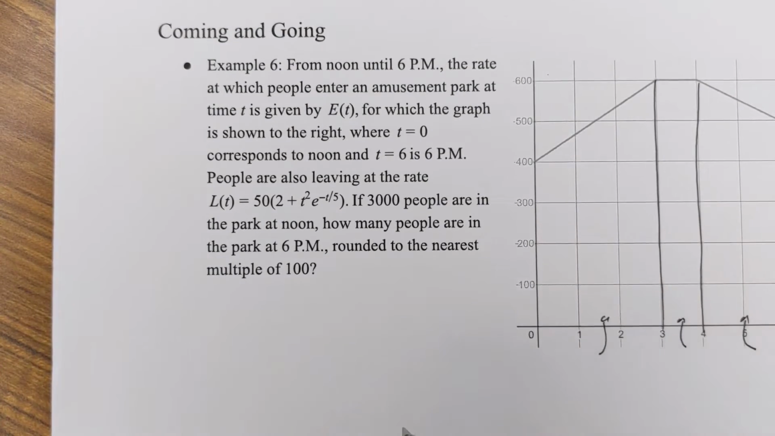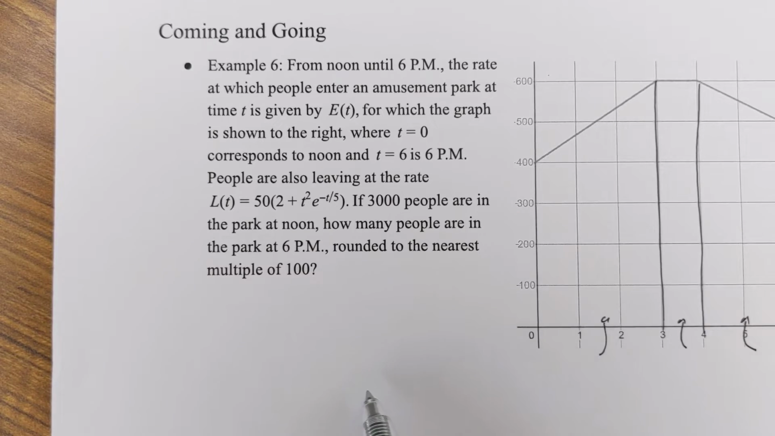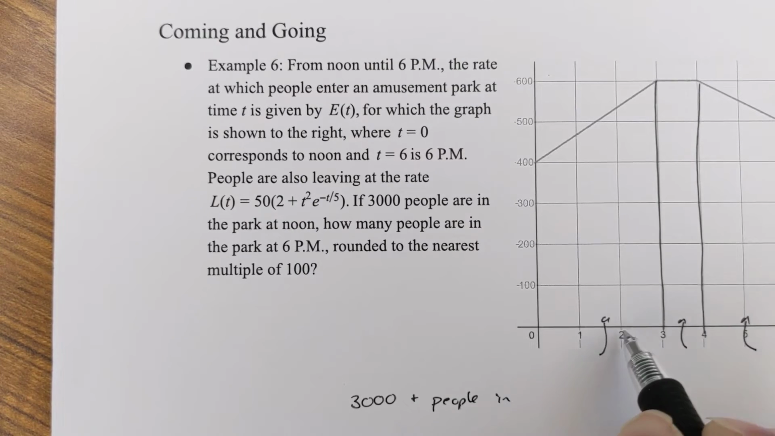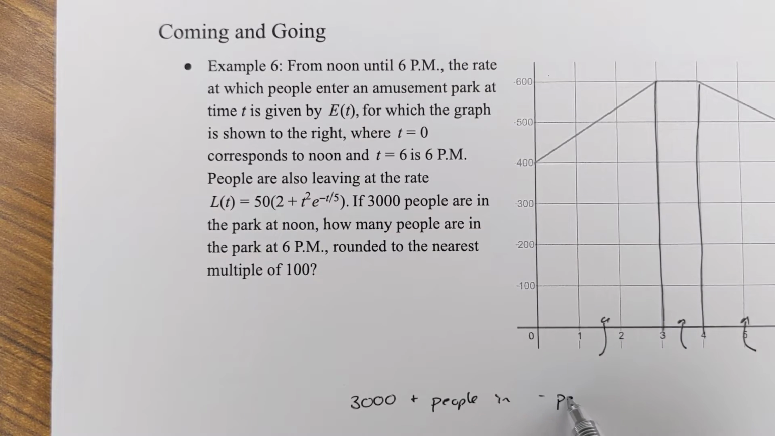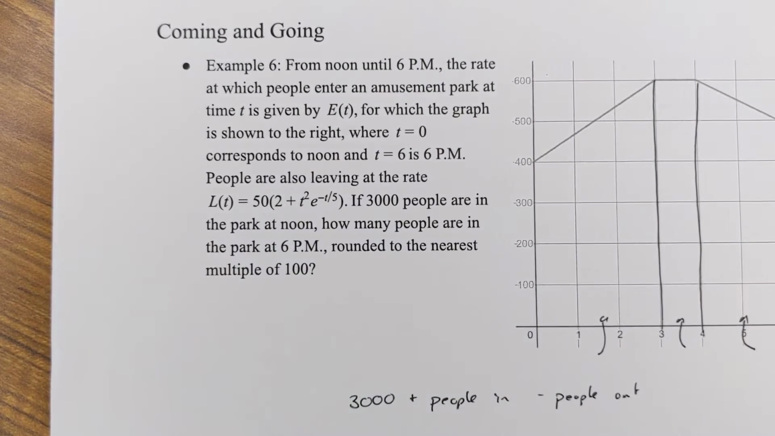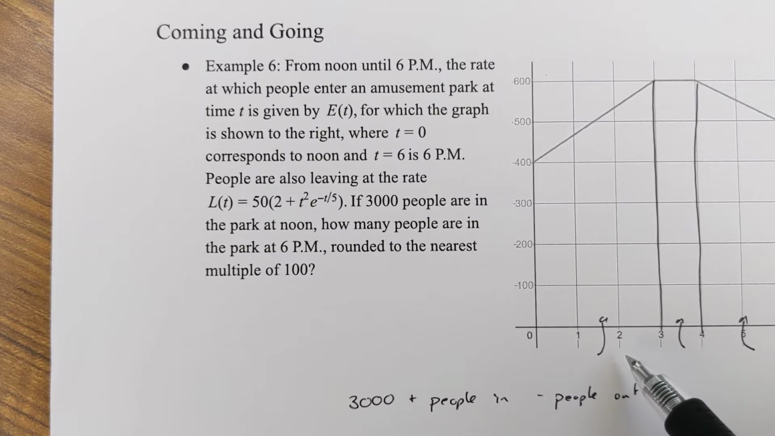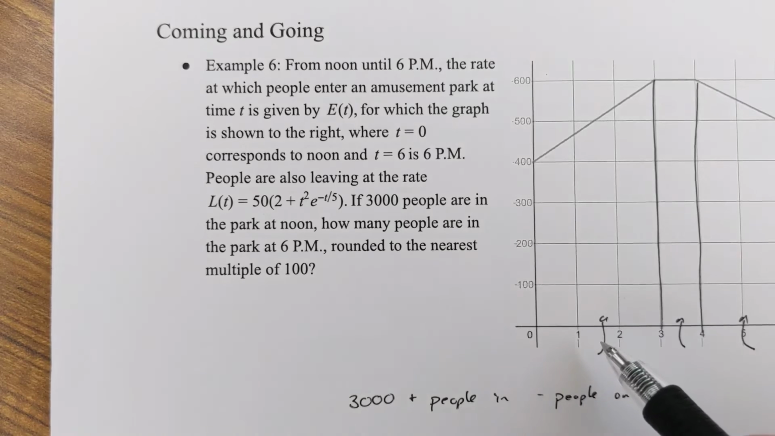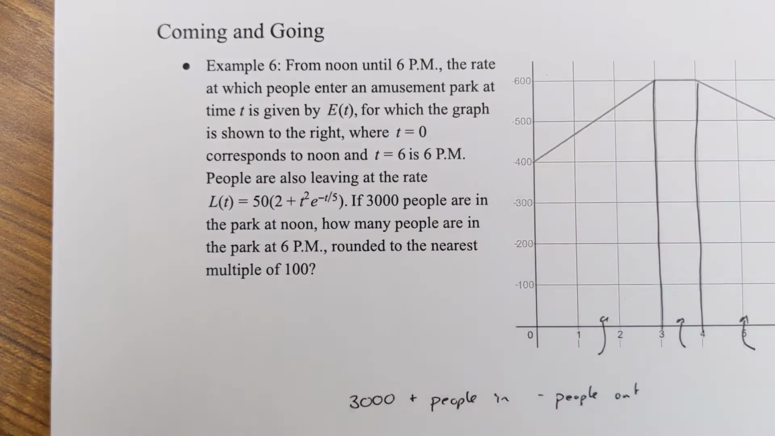So our equation to set up here is we start with 3,000 people plus people in, which is the area up here, minus people out, which is that equation. So for people in, to find the area of a trapezoid, it's 1/2 the average of the bases times the height. So this is 400, that's 600.